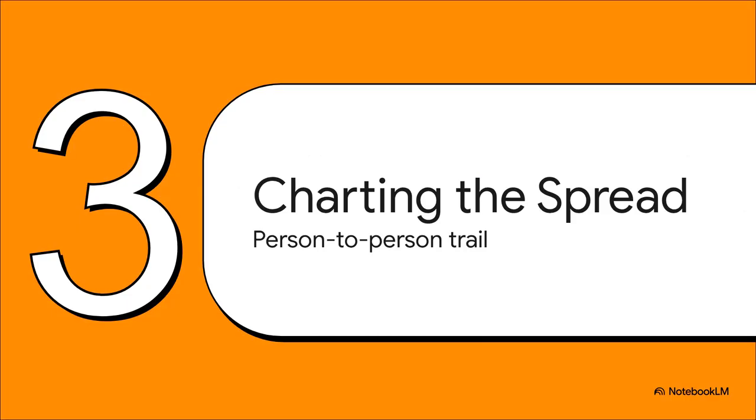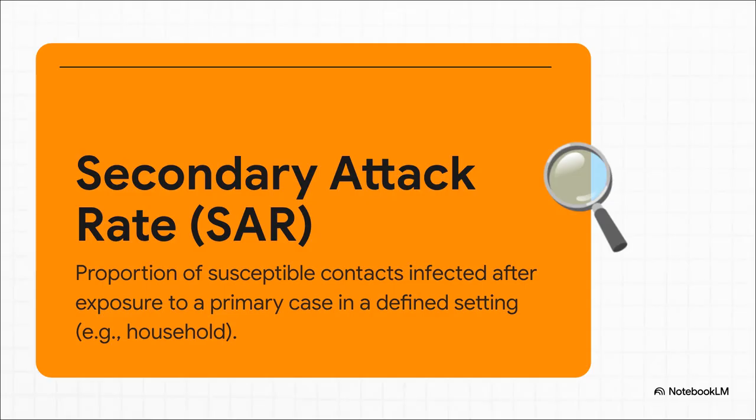But of course, the story doesn't stop at the picnic. Once people go home, a whole second chapter of the outbreak can begin. And this is where we have to start charting that person-to-person spread. And for that, you need a totally different tool. And that brings us to the secondary attack rate, or SAR.